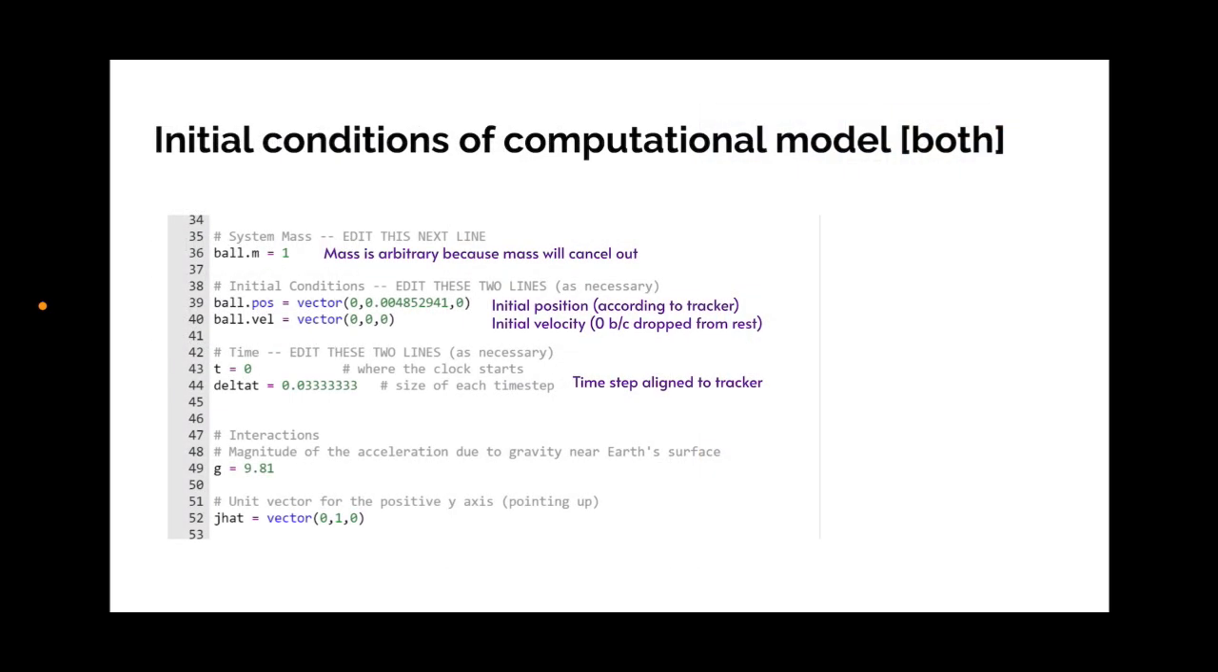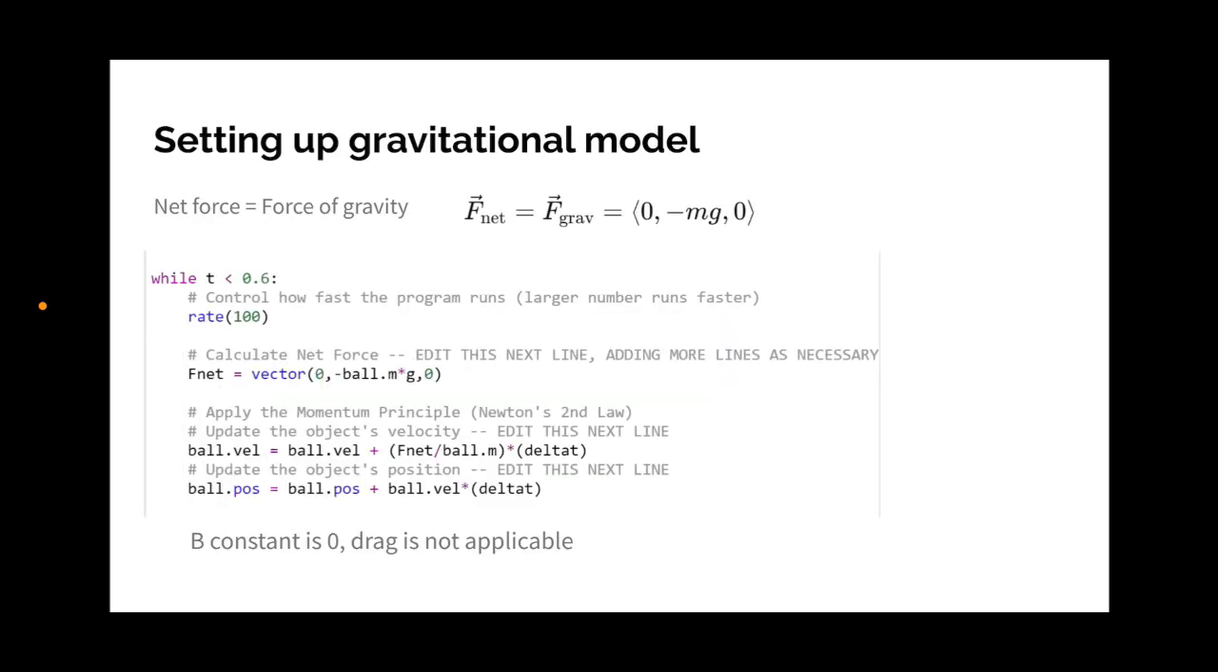In line 36, we have the mass of our ball, which is arbitrary because the mass will cancel out. In lines 39 and 40, we put our initial position and initial velocity according to the tracker. In line 44, we do the same with the time step. In line 49, we put the magnitude of the acceleration due to gravity, which is 9.81. Setting up our gravitational model, net force is equal to the force of gravity here. As you can see, net force is equal to negative mg.